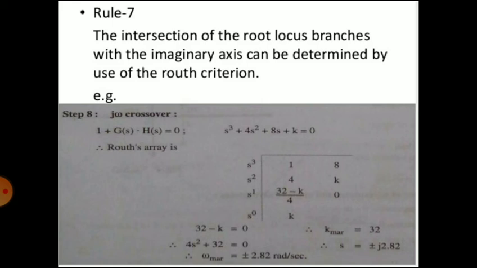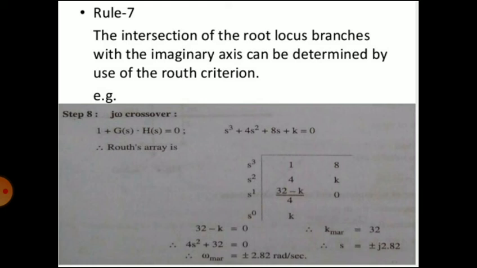So 1 plus G(s)H(s) is calculated. So s cube plus 4s square plus 8s plus k is equal to 0. Construct the Routh array. So you can see the Routh array. So 32 minus k is equal to 0. So make one of the rows equal to 0. So k that will be k marginal, that will be equal to 32.